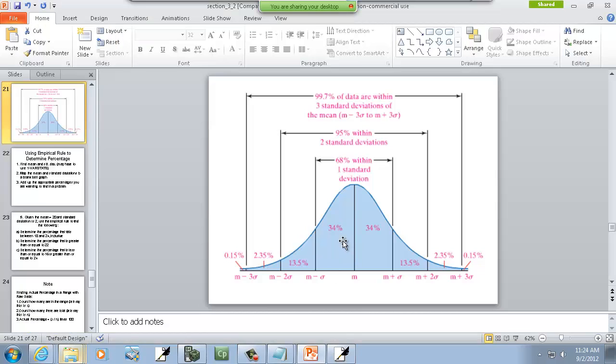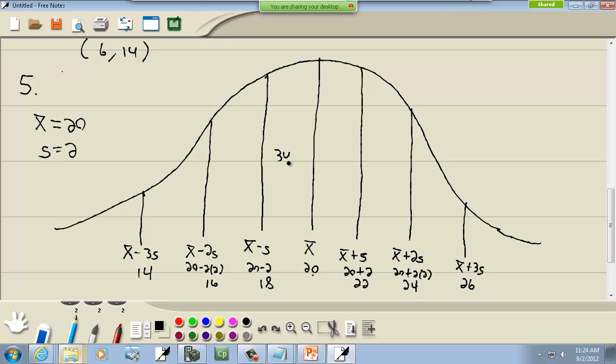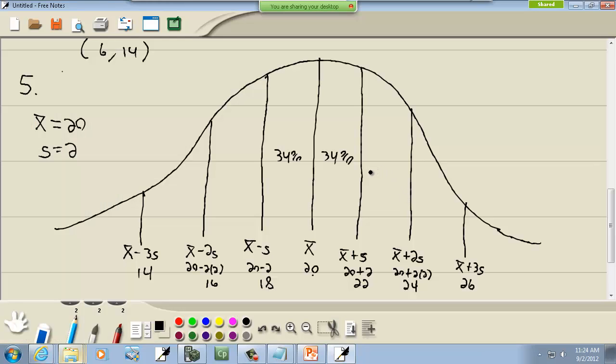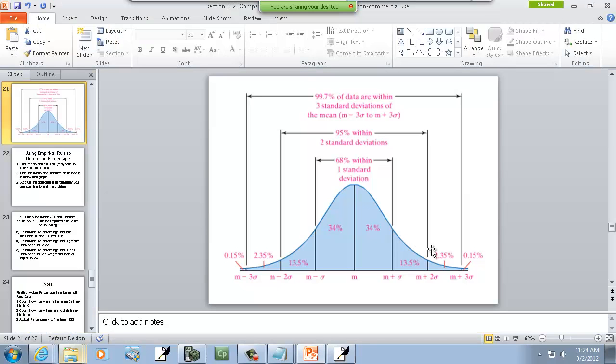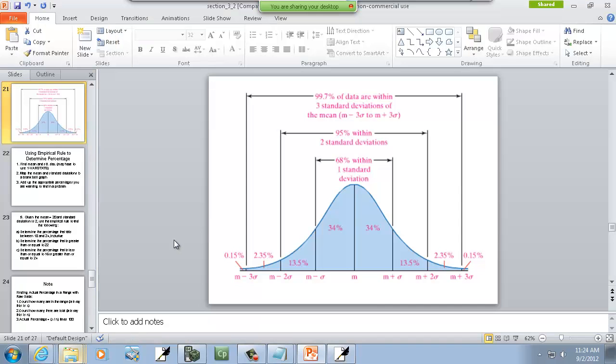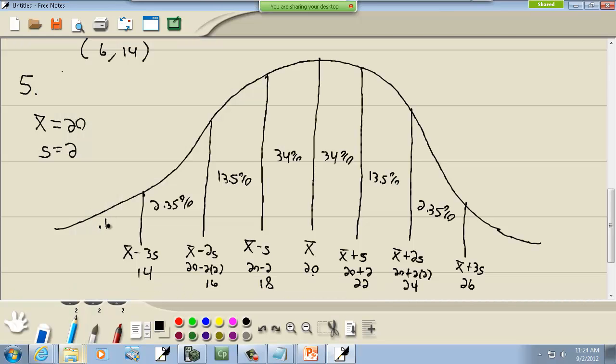Now this one here has 34% in it. This one has 34% in it, just looking at these. Next one is 13.5%. This will be 13.5%. It's symmetric. Then 2.35%, 2.35%, and 0.15%.